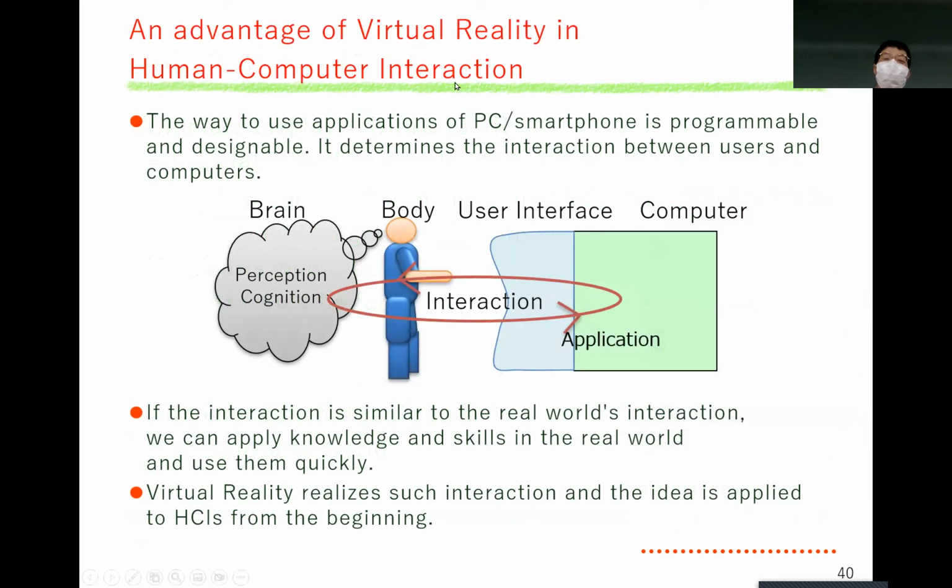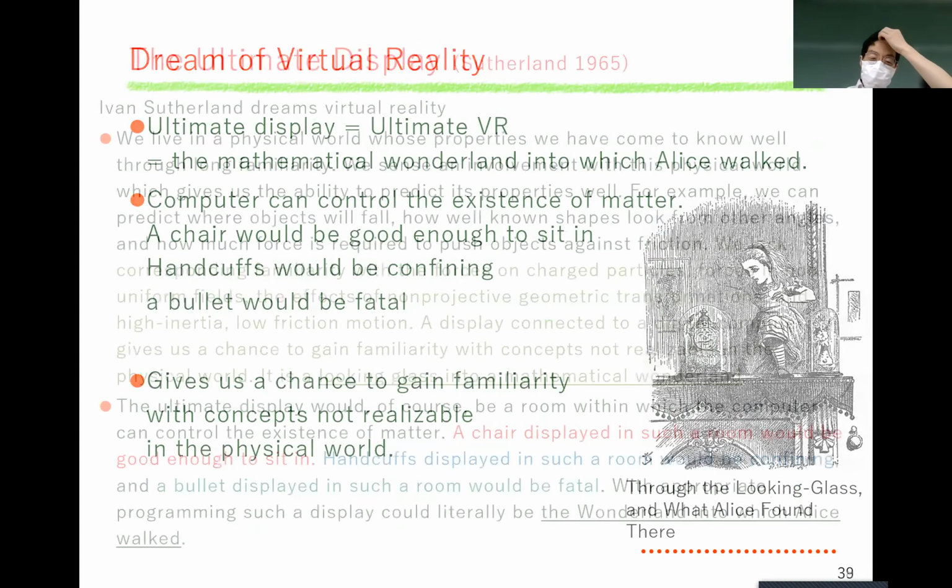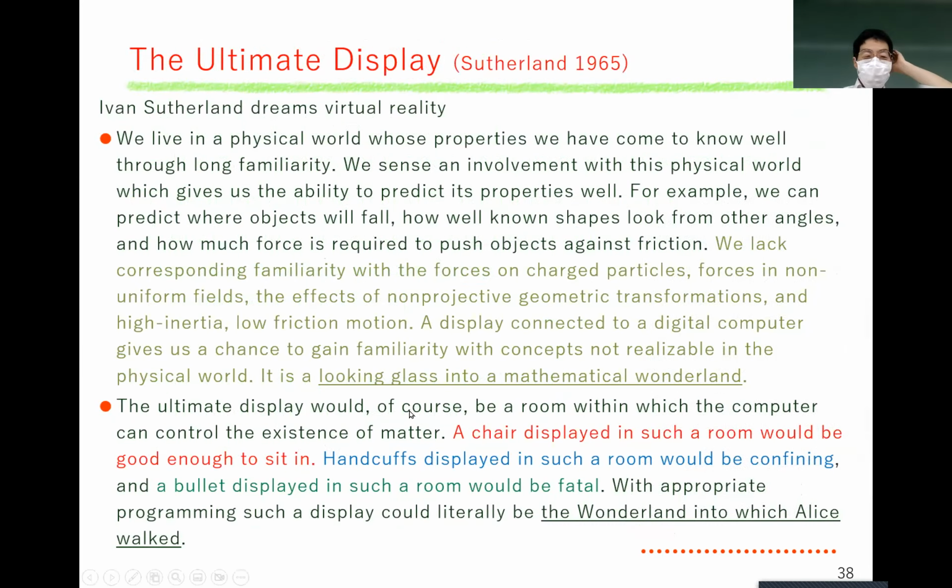Of course, the dream exists, but actually, this kind of control of matter, the existence of matter, is pretty difficult. For example, making a display of a chair requires making some object in the room. This may require using some robot, maybe, if you want to realize it. So the system becomes a very complex and varied system.